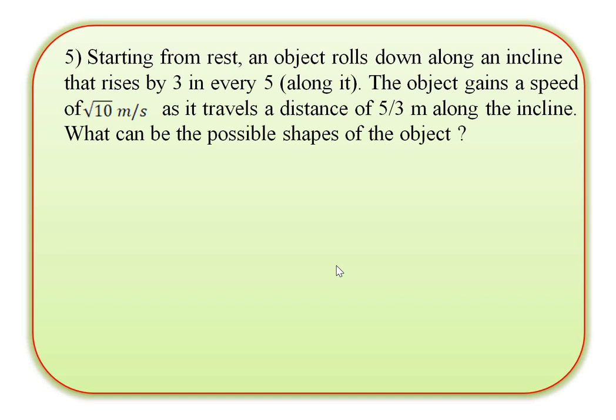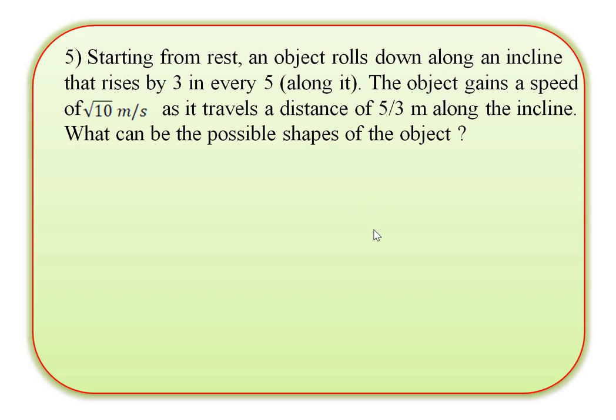Starting from rest, an object rolls down along an incline that rises by 3 in every 5 along it. The object gains a speed of √10 meter per second as it travels a distance of 5/3 meter along the incline. What can be the possible shapes of the object? So let's see the solution.